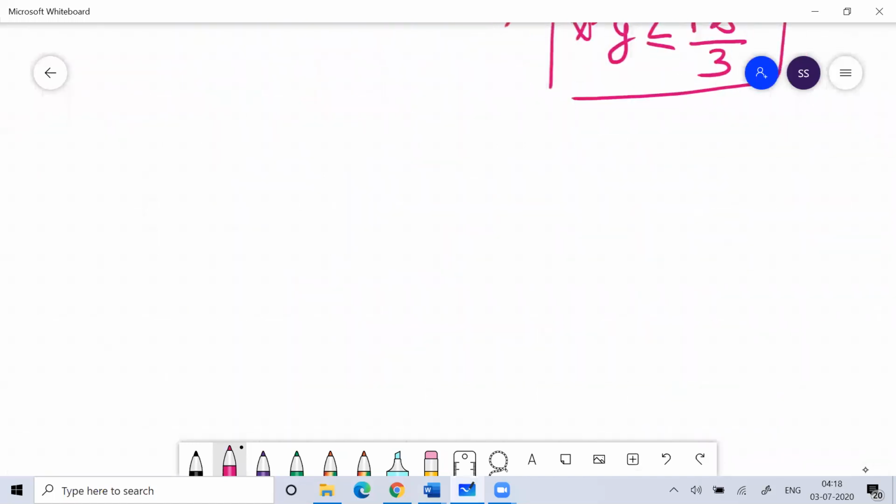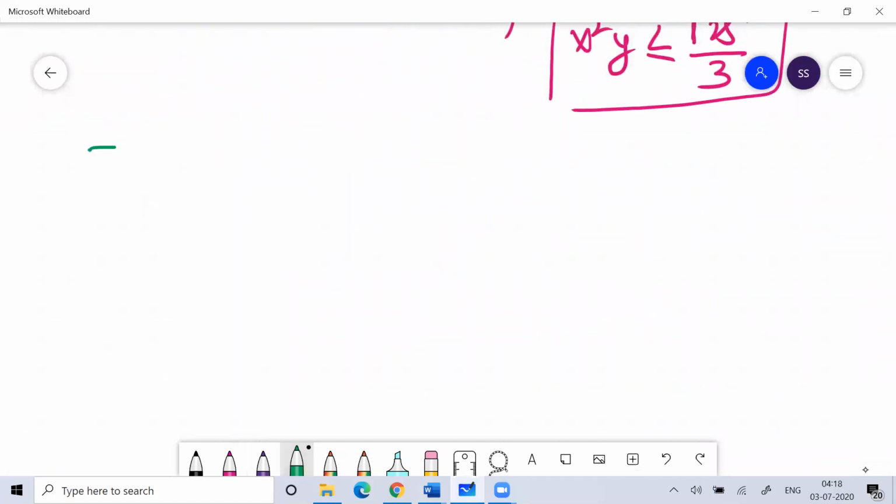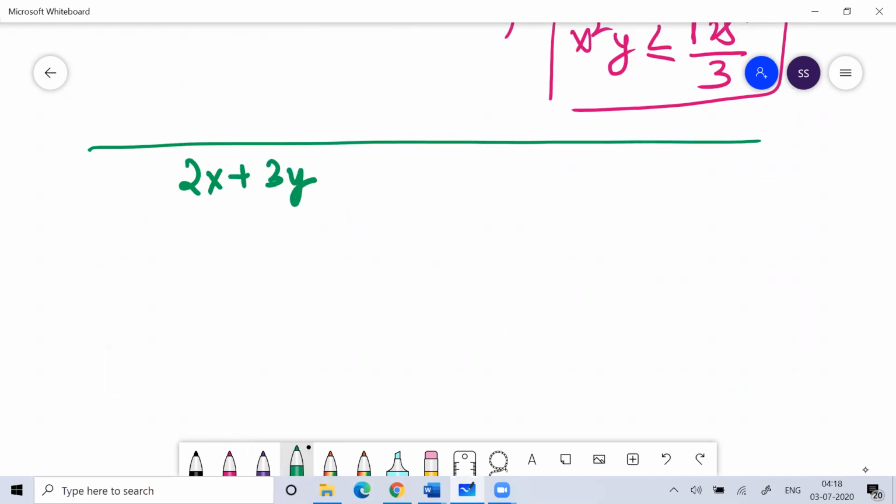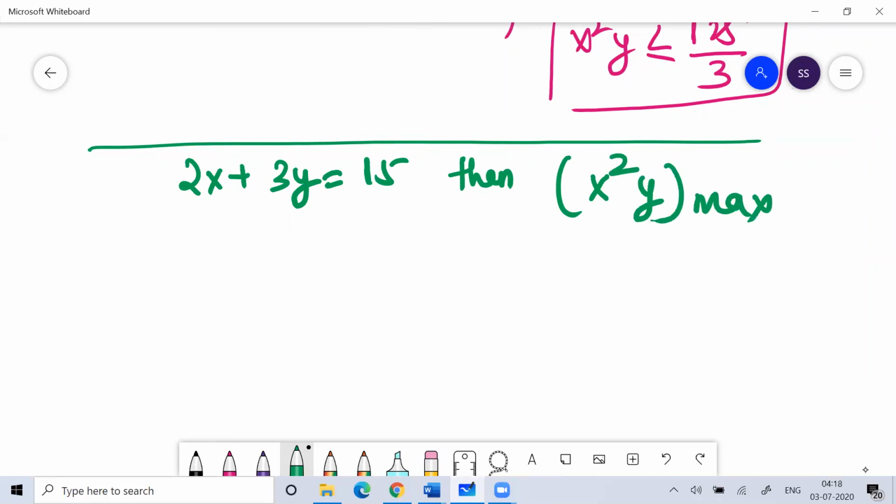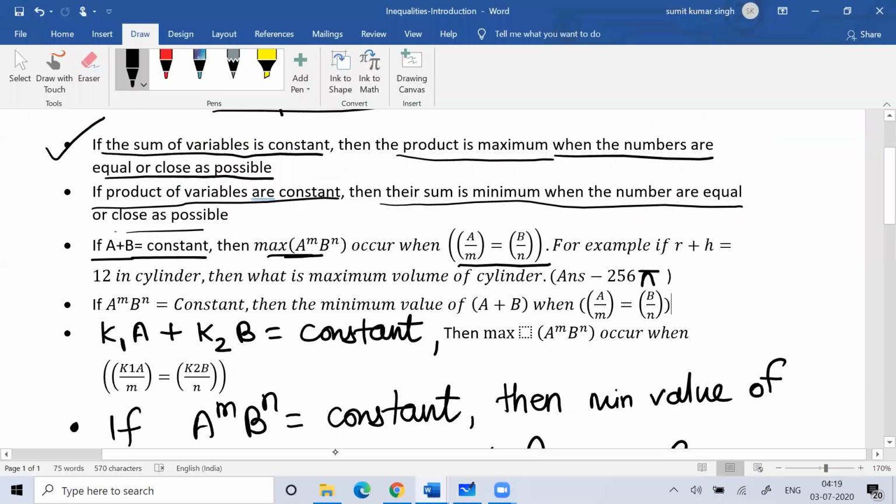Here, for this problem, it is given that 2x plus 3y is equal to 15. Then you have to find the maximum value of x square y. So you have to understand the same logic if you use it here: if a plus b is constant, then the maximum value of a to the power m into b to the power n occurs when a by m equals b by n.